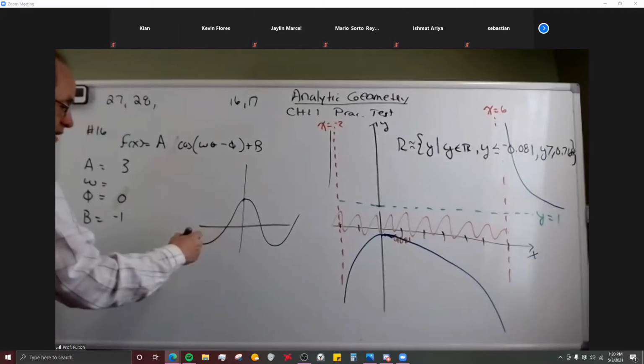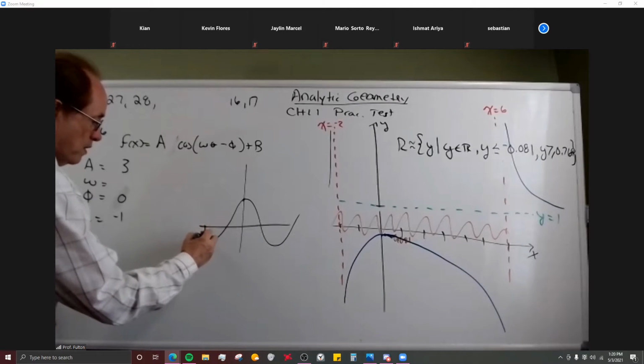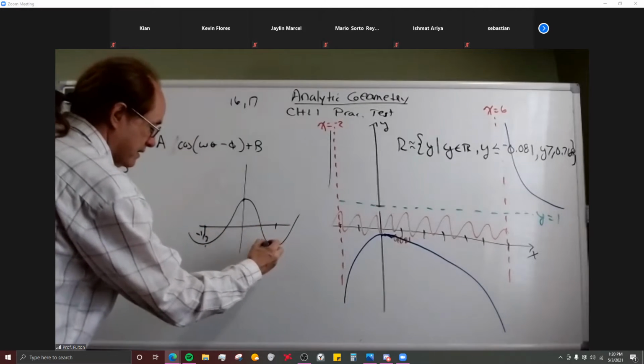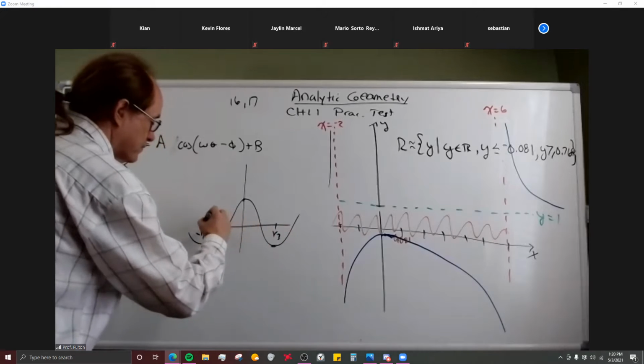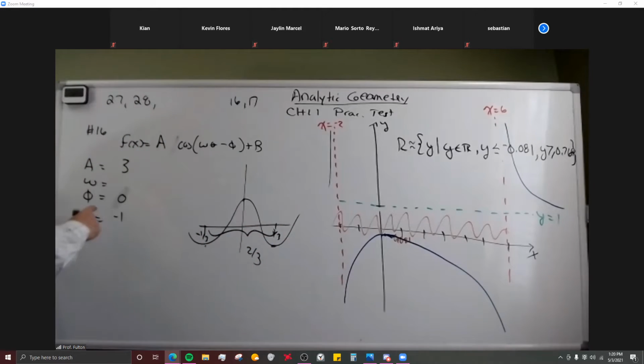So over here, I'm going from this valley to valley, and this is -1/3. This valley to valley is +1/3. So this entire distance there is 2/3. So what do I have? My period is 2 pi over omega. The period I just found out is 2/3, which is equal to 2 pi over omega.